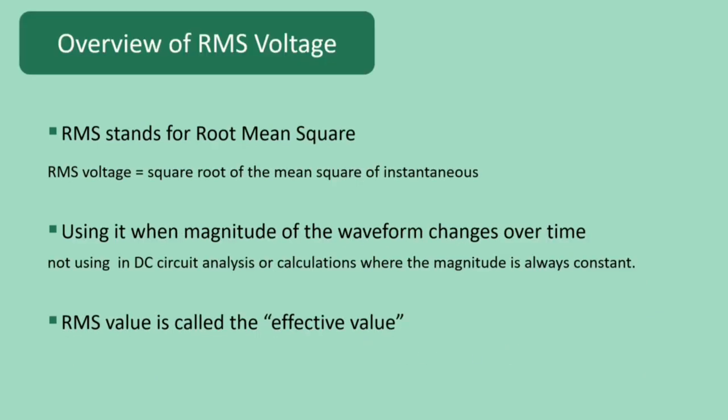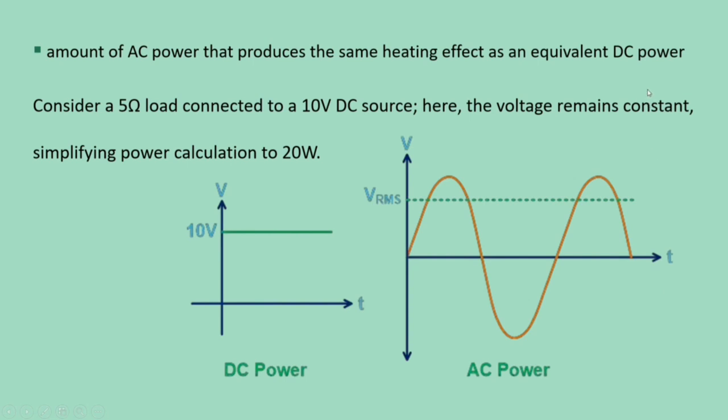Let's begin with an overview of RMS voltage. RMS stands for root mean square, which refers to the square root of the mean square of the instantaneous value of a voltage signal. It is important to note RMS is specifically for time-varying sinusoidal or complex waveforms, and it's not applicable for DC circuits where the magnitude is constant. It's also known as the effective value because it allows us to compare AC and DC voltages in terms of their ability to produce the same heating effect or power.